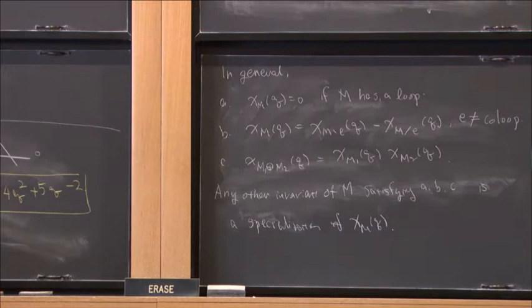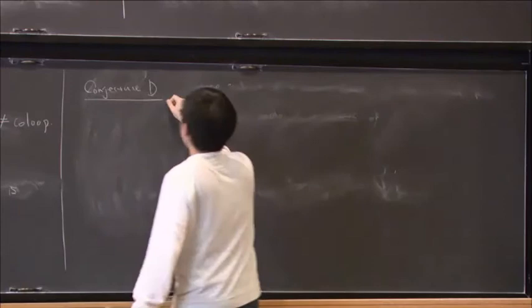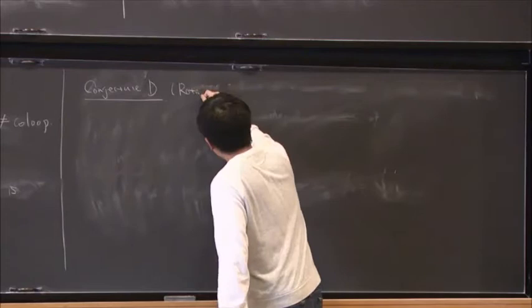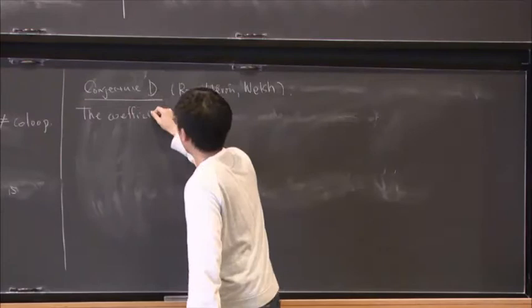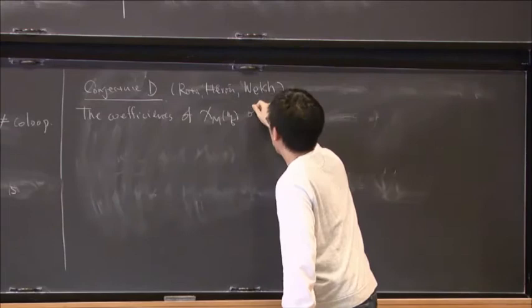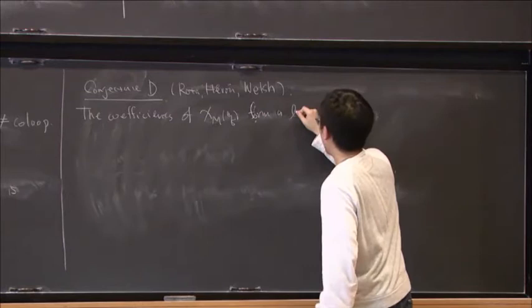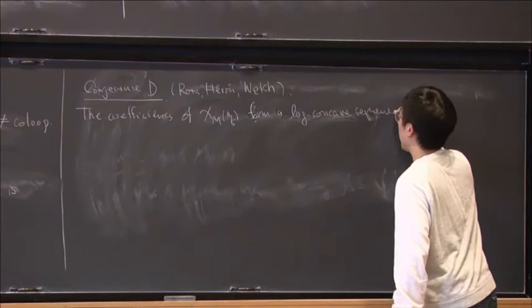So, as you could expect, the real conjecture is this, conjecture D. Again, first for unimodality and then upgraded to log-concavity. Coefficients of the characteristic polynomial of a matroid M form a log-concave sequence, for any M.